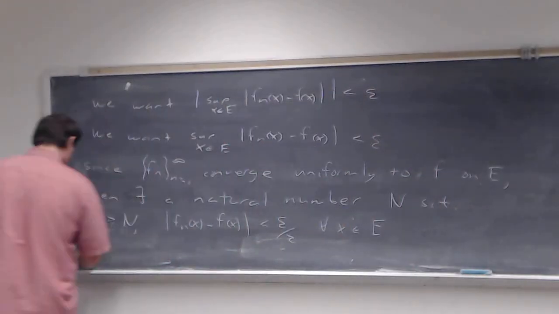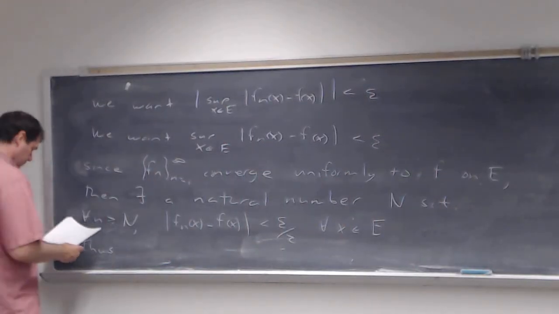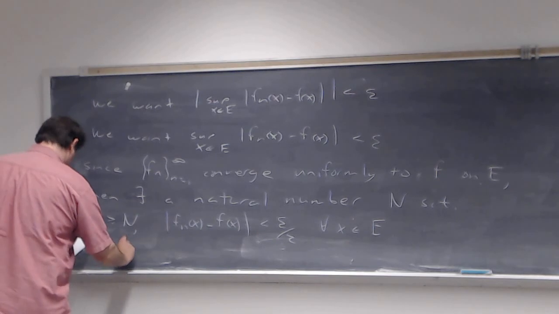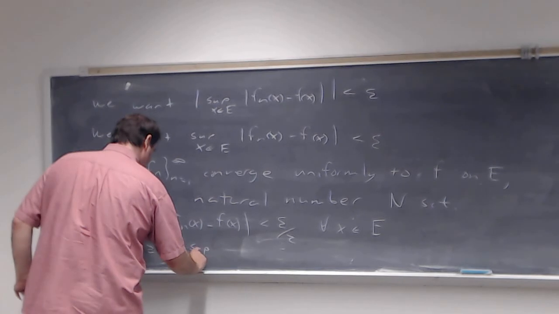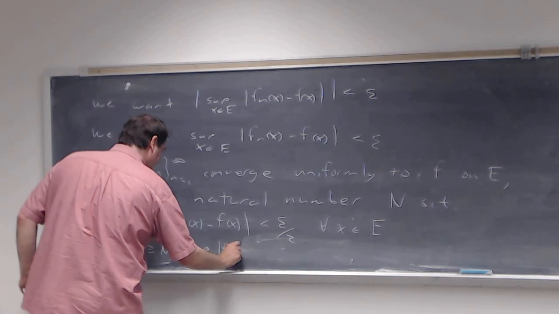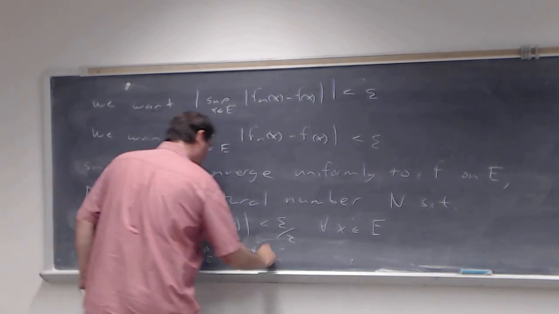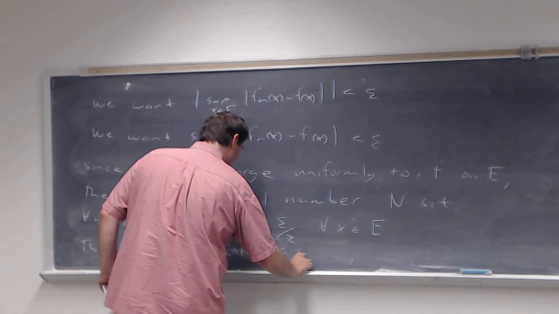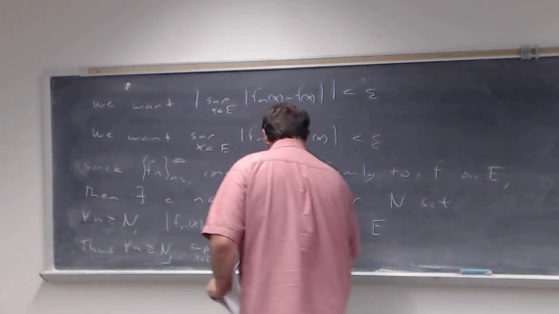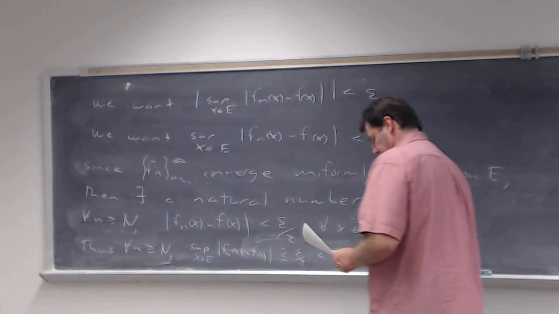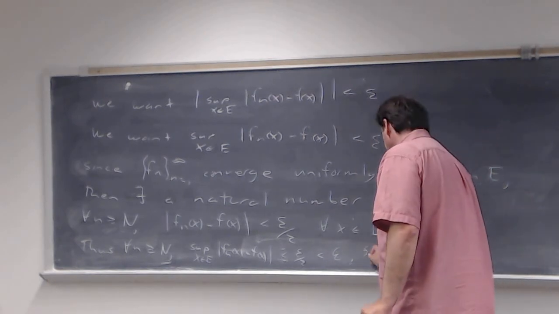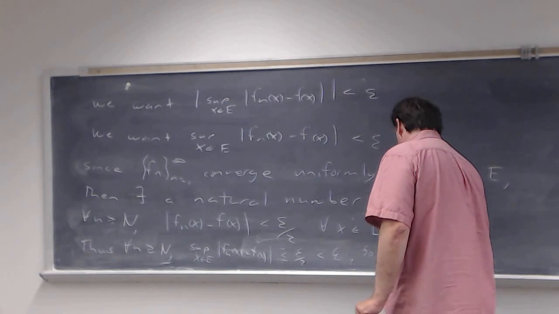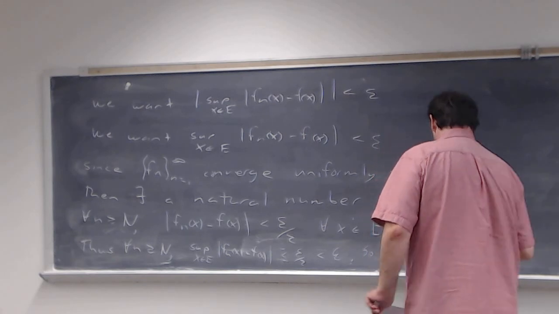Thus, for all n bigger than or equal to this big N, the sup over all x's in E of the norm of f sub n of x minus f of x has got to be less than or equal to epsilon over 2, which is less than epsilon. And so that's what we wanted, and that tells me then that the limit as n goes to infinity of M sub n has to be equal to 0. So that's half the proof.